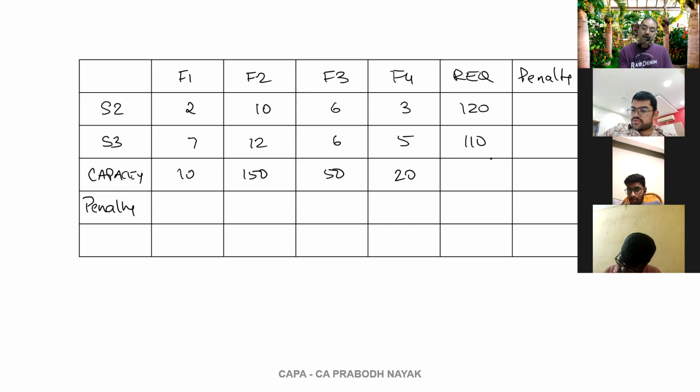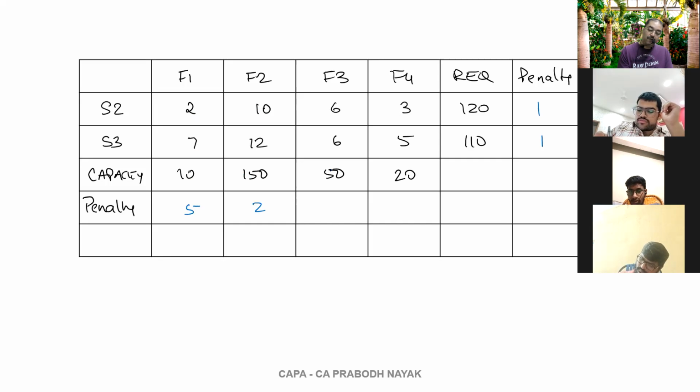Always check that the requirement should be equal to capacity because we have already done the balancing of the problem. So after that, at every stage the problem should be balanced. So requirement total is 230. Capacity total is also 230. Now again, we start with the row penalty. Minimum is 2 and the next highest is 3, so 1. Minimum is 5 and the next highest is 6, so 1. 2 and 7, 5. 10 and 12, 2. 6 and 6, 0. 3 and 5, 2.